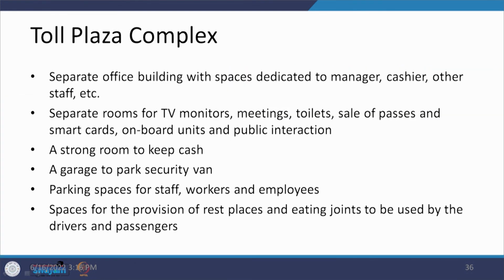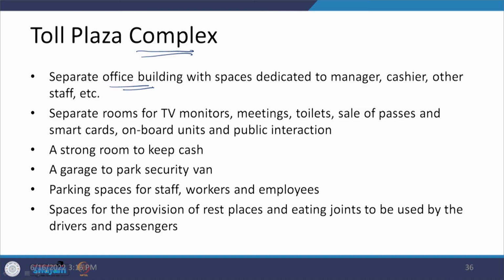The last thing in this is the toll plaza complex which needs to be provided. When we say this toll plaza complex, whatever the initial things we talked about for which the land is to be acquired, other than the lanes and the toll collection system, comes here. So, we need an office building which is dedicated to the administrative staff. There are rooms for the monitoring of the traffic, for meetings, for toilets, the sale of passes, etc.